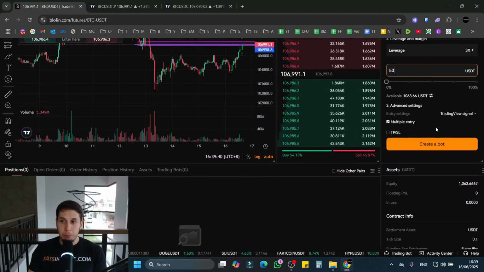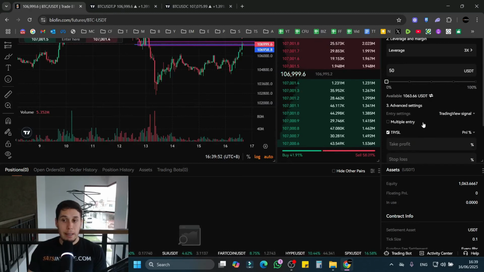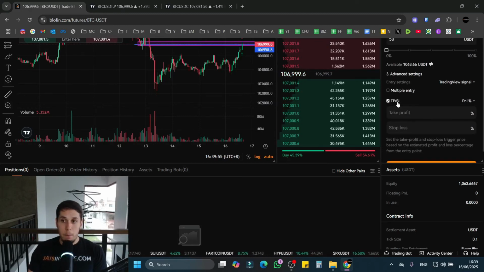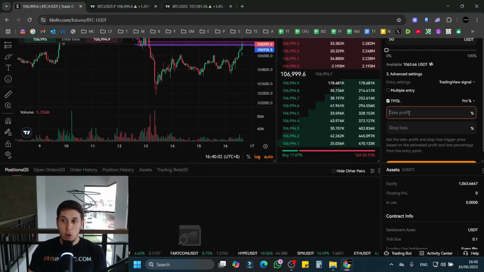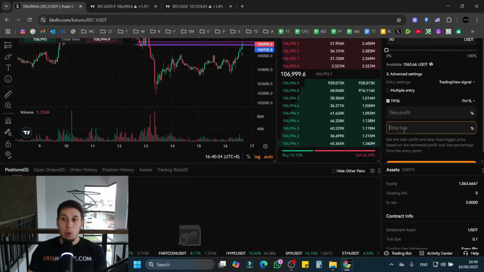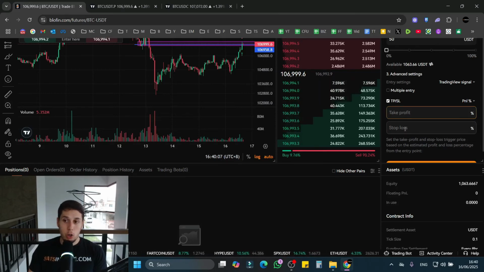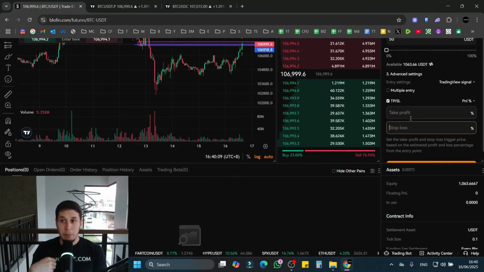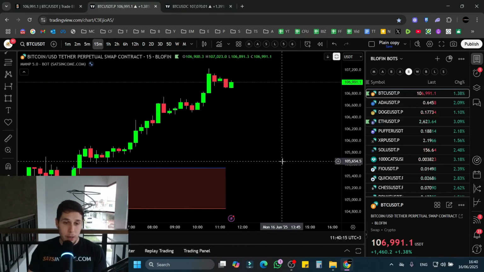That's totally fine. Then advanced settings, entry settings, TradingView signal, that's the default one. You don't really have to change anything right here. Multiple entry, I personally don't use multiple entries, but I do use stop losses, right? So you enable this, and if you use predetermined take profit targets, you're gonna be adding it right here. If you don't, you're not gonna be adding anything. I personally don't like predetermined take profit targets, and maybe some of you will wonder why. Well, let me quickly explain why.